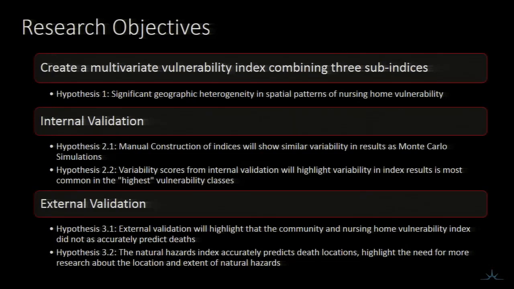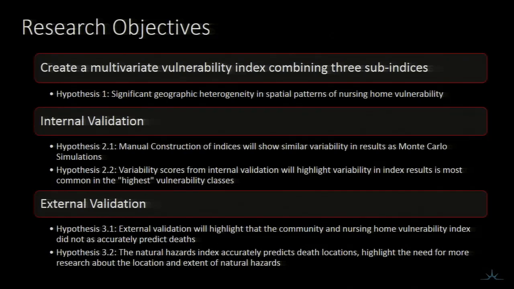So my research objectives for this project were initially to create vulnerability indices. I've created four. Three of them are sub-indices. They are based on community vulnerability, hazard vulnerability, and then nursing home vulnerability. Again, I won't go into too much detail about those, but I will give a brief introduction to them. I won't express how I found that data, but I do have those slides at the end, so if there are any questions about the sourcing of that data, I can go into that later.